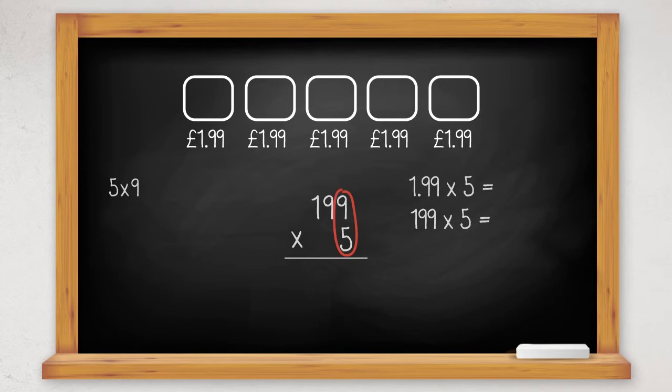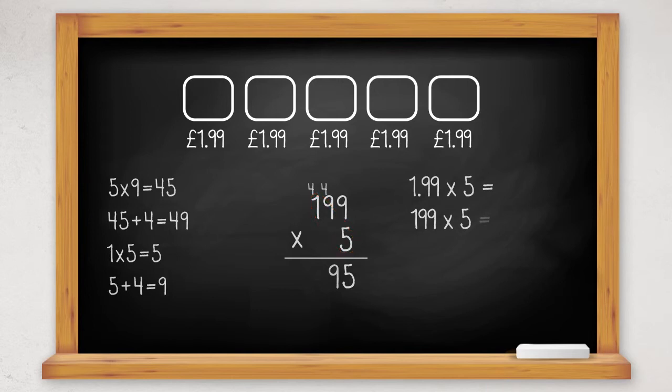5 times 9 is 45, so we write the 5 units down and carry 4 into the tens column. 9 times 5 is 45, plus the extra 4 makes 49. So we write the 9 down and carry the 4 into the next column. Finally, 1 times 5 is 5, plus the extra 4 makes 9. So we write the 9 down. The answer is 995. So 199 times 5 equals 995.